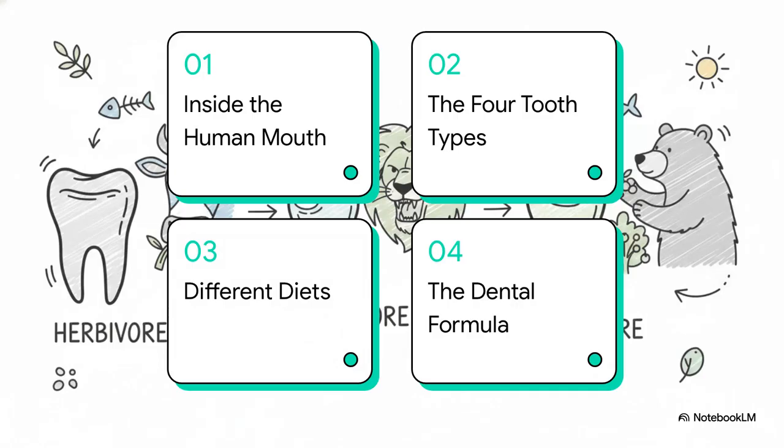Here's our roadmap for today. Number 1, inside the human mouth. Number 2, the 4 tooth types. Number 3, different teeth, different diets. And number 4, cracking the dental formula.